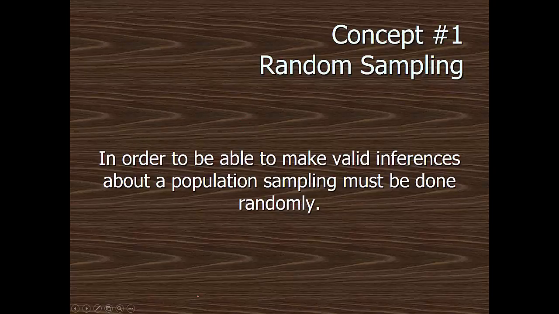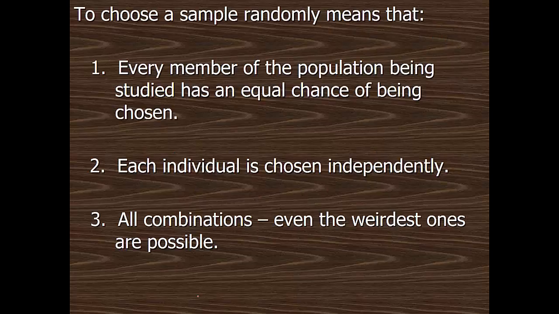Now we're starting with the 4 fundamental concepts. The first one is random sampling. In order to be able to make valid inferences about a population, sampling must be done randomly. To choose a sample randomly means that every member of the population being studied has an equal chance of being chosen. So in rolling 6 die, each die has to have an equal chance of appearing.